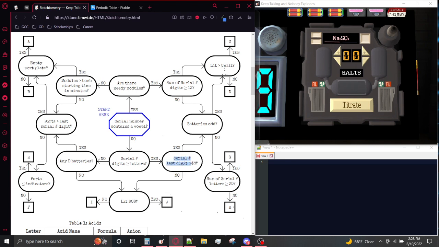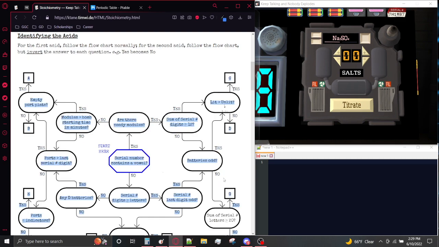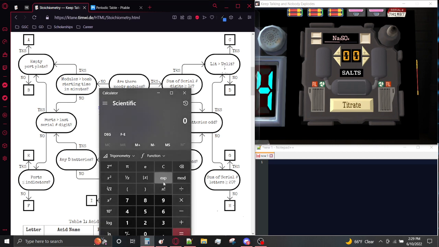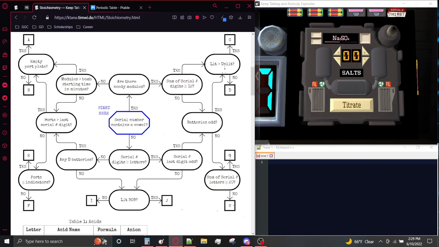Is the last digit of the serial number odd? 7 is odd, so we go down the yes path. Is the number of batteries odd? 6 is not odd. Does the sum of the serial number letters exceed or equal 20? We take the sum of the alphabetic positions of the letters in the serial number. We have Hotel, which is the 8th letter of the alphabet, and Mike, which is the 13th. This is already 21, which is greater than or equal to 20, so we go down the yes path, which gives us Golf for our first acid.